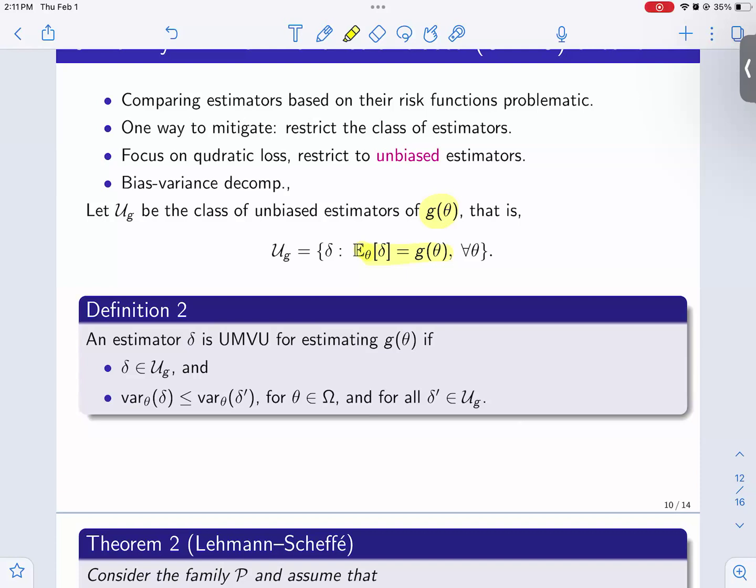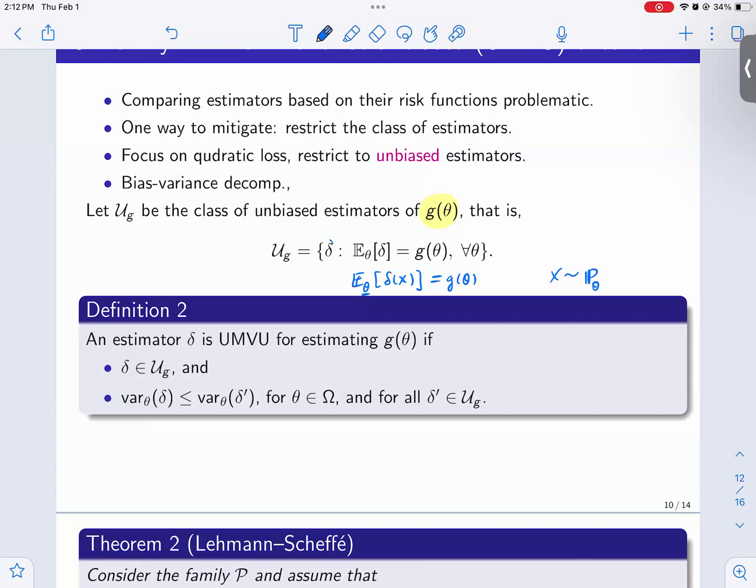The expectation of delta, again, this is a shorthand for delta(X), and then this notation is saying that I'm sampling X from P_theta, taking the expectation under P_theta, and this turns out to be equal to g(theta) for all theta. So no matter under which parameter we're taking the expectation, it's always so. So this is the definition of unbiasedness.